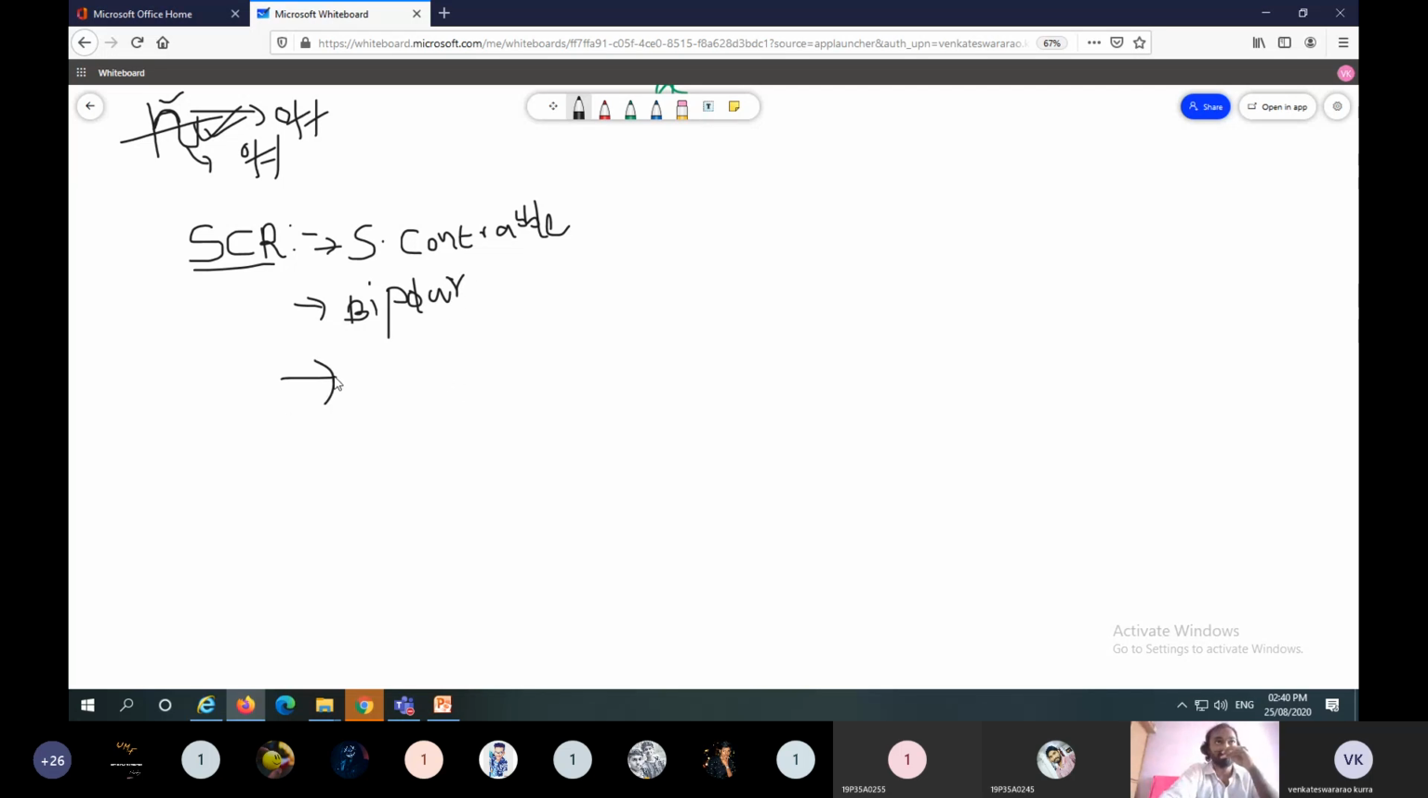Next one. It is a semi-controllable device. It is a bipolar device. Next one, unidirectional device. It allows flow of current only in one direction.